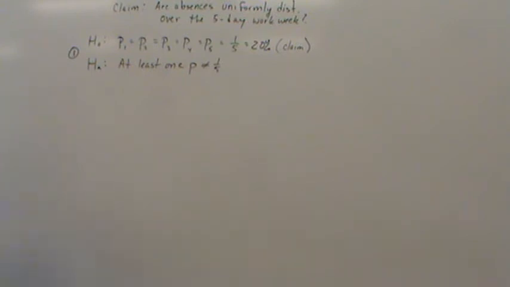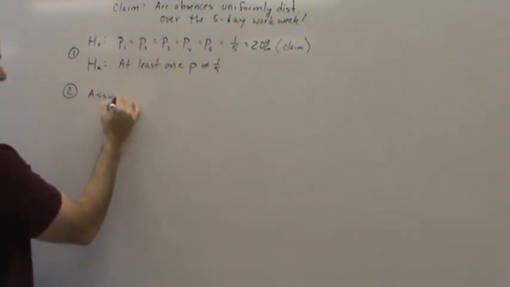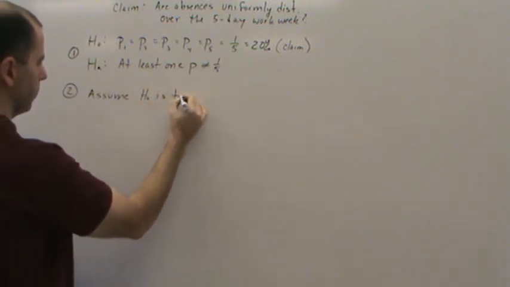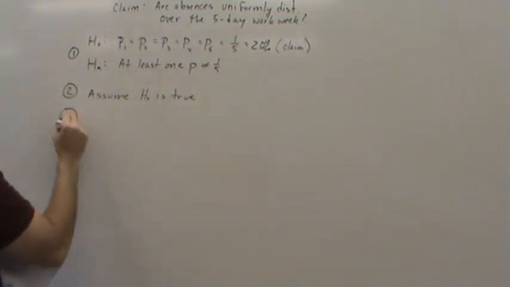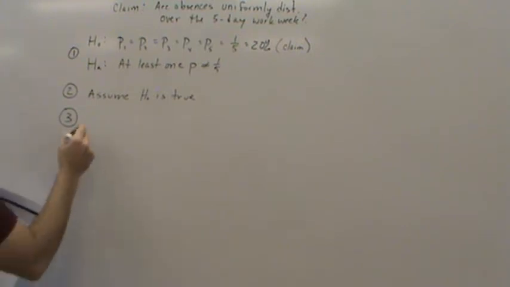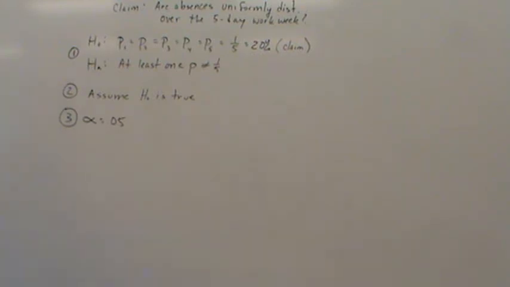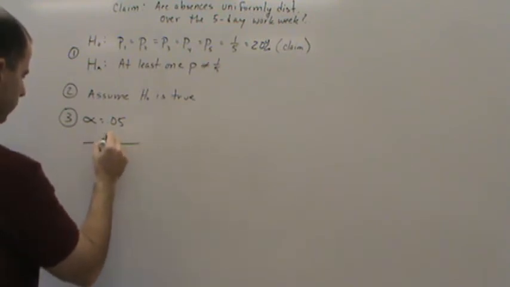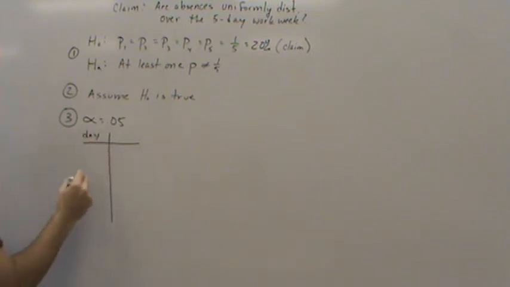Okay, so now, step two. We're going to assume the null. Always assume the null is true. And then step three is we're going to write down the information, starting with the alpha level. In this case, they want us to use an alpha level of 0.05. Now, here's where we're going to write down the observed values, so here's where the table comes in. I'm going to write down the table. So here's the day, or category. We have 5 days.